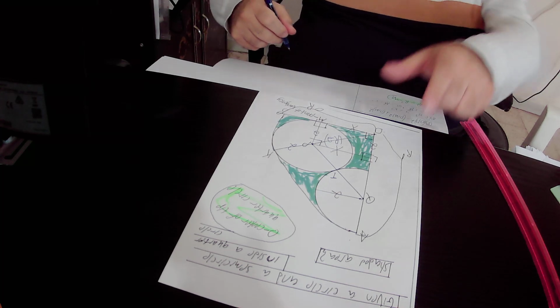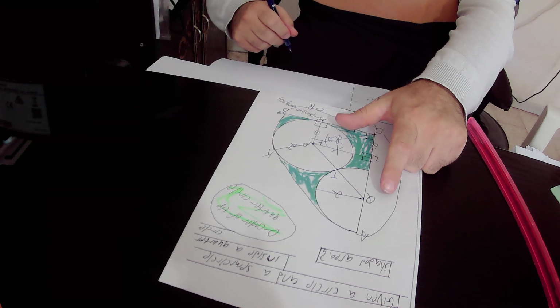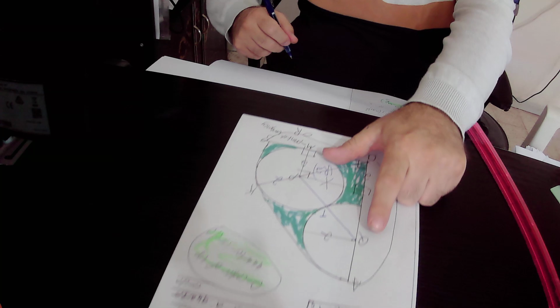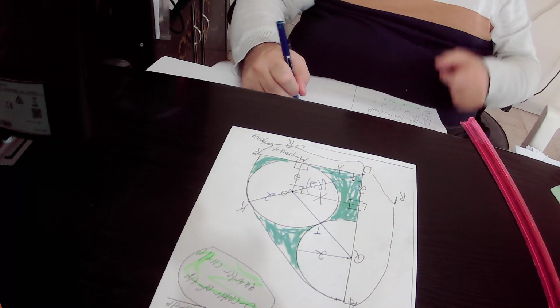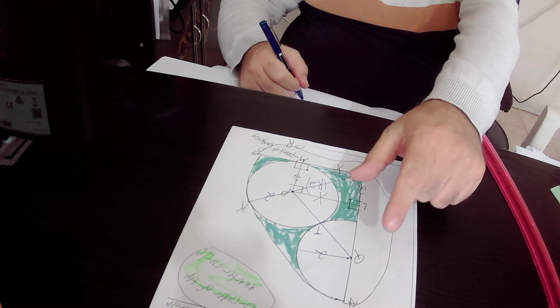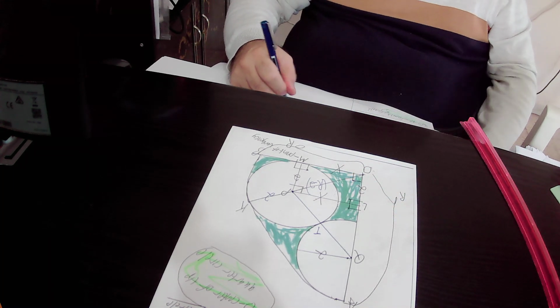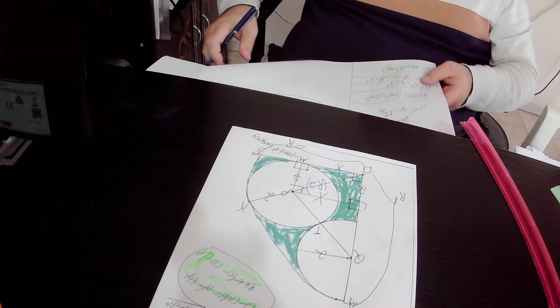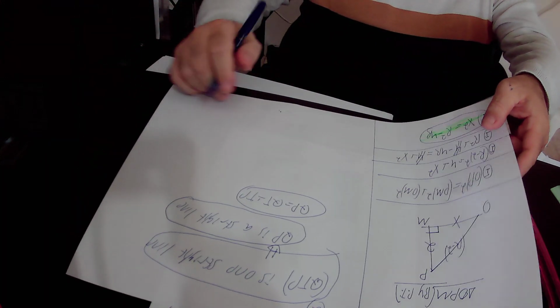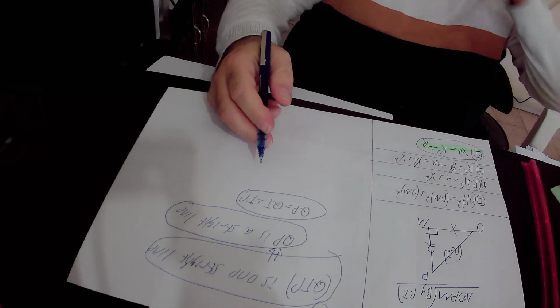So we know that QP is a straight line, and what is the length of the straight line QP? From the drawing it is very easy to see that QP equals QT plus TP. Repeat again, the length of the straight line QP equals QT plus TP.